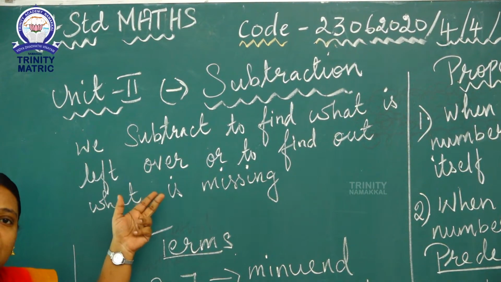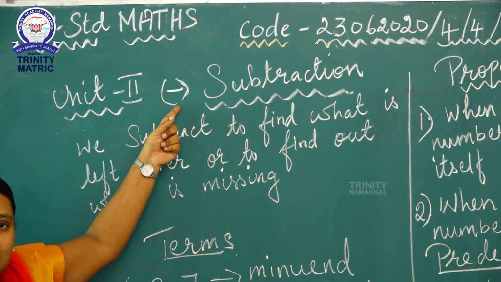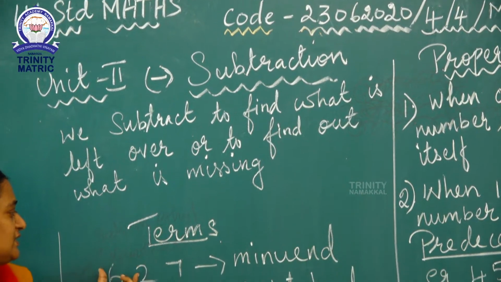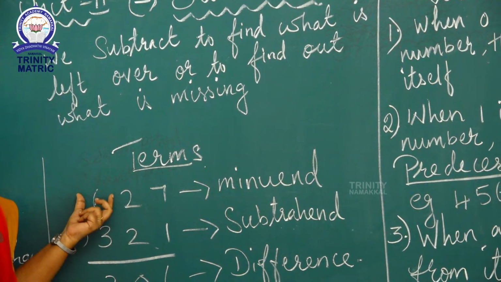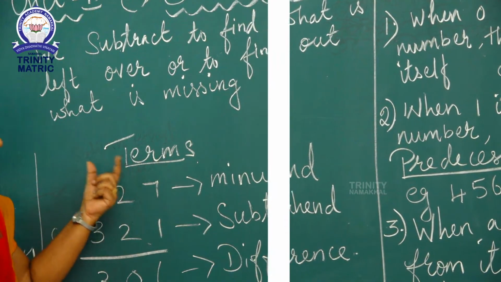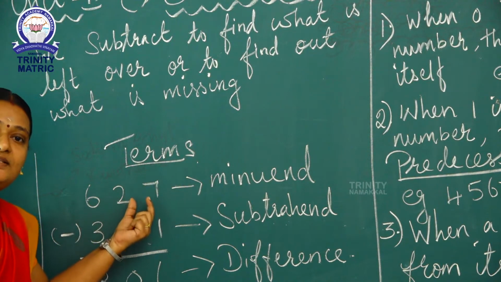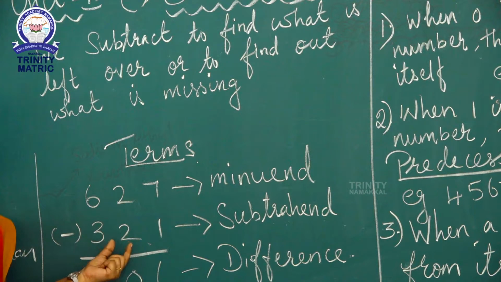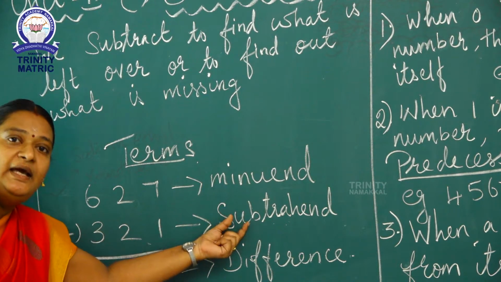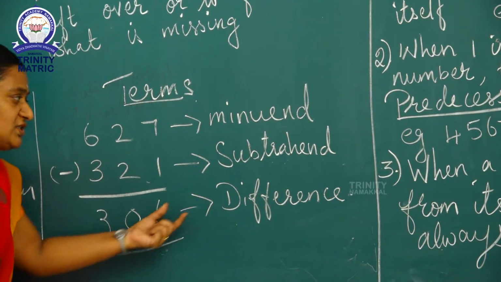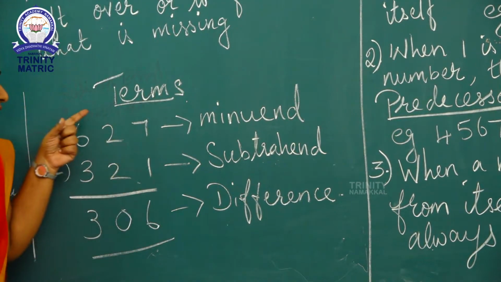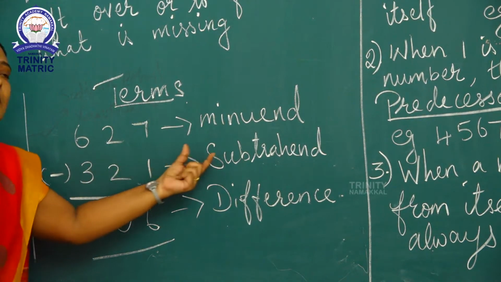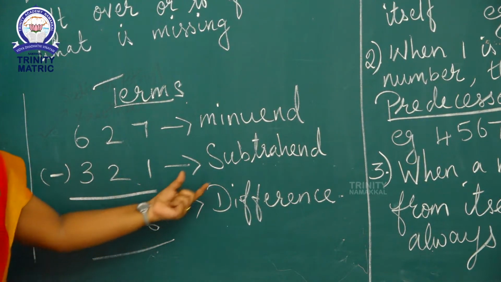Okay, so what is the subtraction symbol? The subtraction symbol is minus. So what are the terms we are using in subtraction? In this subtraction sum, the number from which another number is subtracted is called the minuend, and the number which is being subtracted is called the subtrahend, and the answer we are getting is called the difference. The large number is called the minuend, this number is called the subtrahend, and the answer we are getting is called the difference.